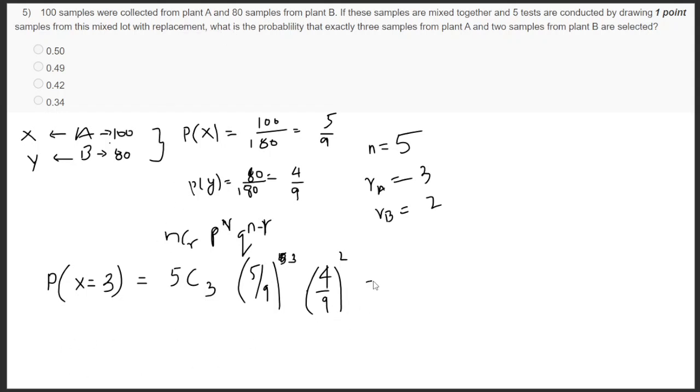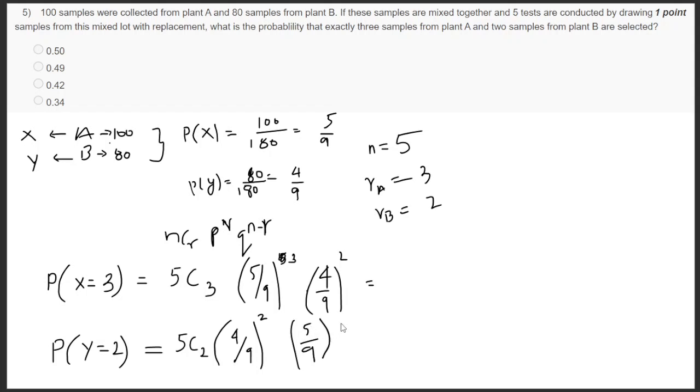Similarly, let's evaluate the answer later. Drawing samples from plant B, where the number of samples is 2, is given by the same equation: 5C2. Here the success is 4 by 9, so 4 by 9 whole power r, where r is 2, and then q is 5 by 9, 5 by 9 whole power n minus r. n is 5 and r is 2, so n minus r is 3. Let's keep it as it is.